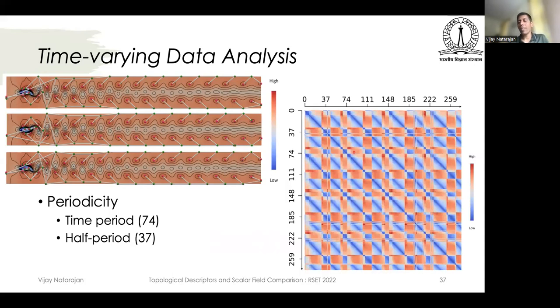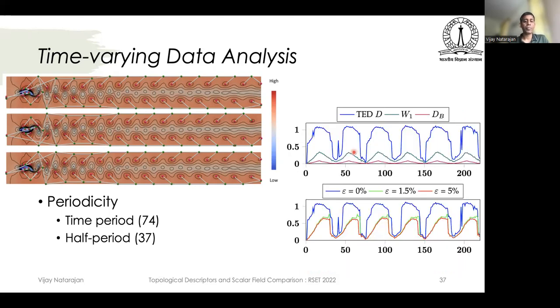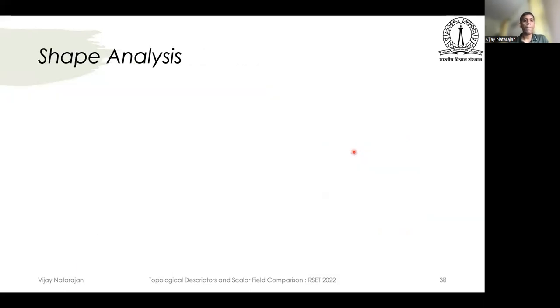We are able to identify periodicity in this vortex shedding data set by comparing each time step with every other time step and plotting such a distance matrix. The blue lines here indicate the periodicity, or essentially the time steps which correspond to the first time step. This is just the same distance measure plotted as a time series.